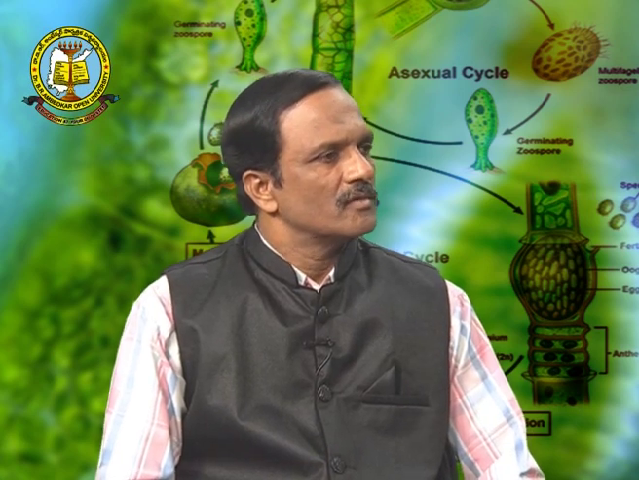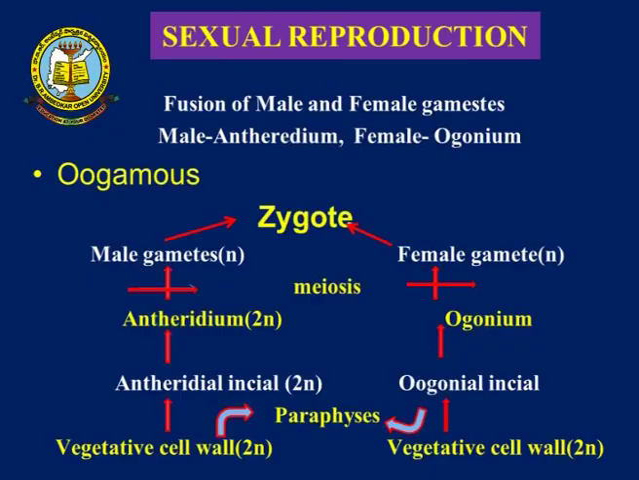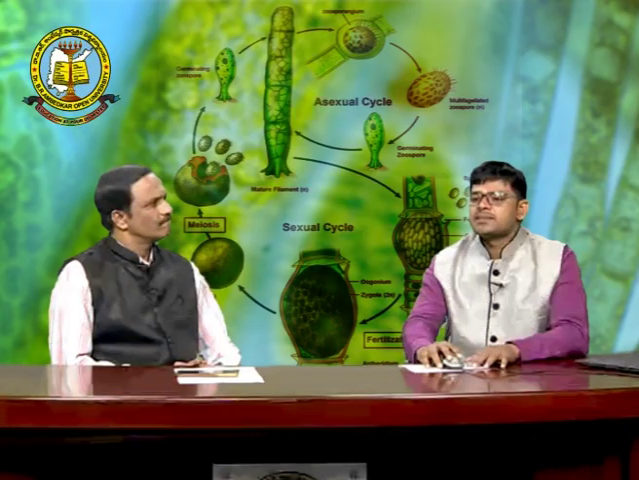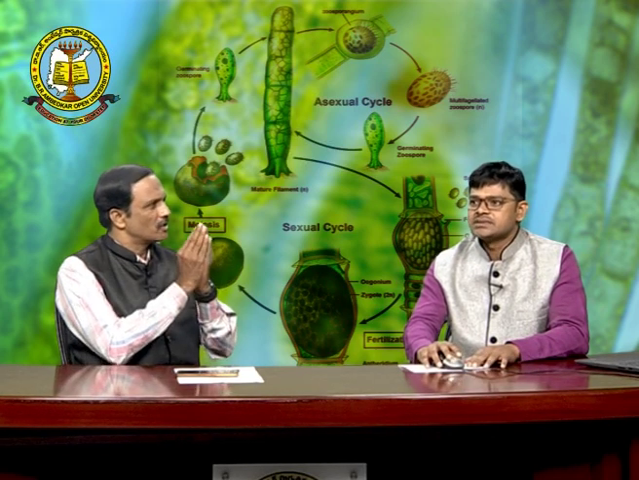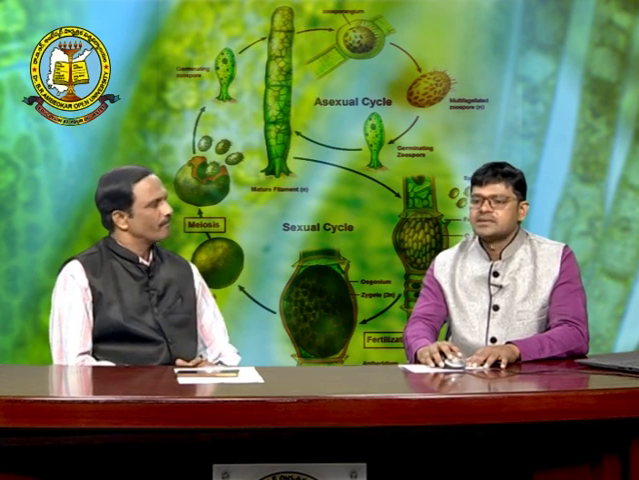So what is the life history of Sargassum? If you take the Sargassum life history, first in phaeophytes, in Sargassum also, a vegetative cell forms the antheridium initial. Apart from the antheridial initial, paraphyses also develop inside the cavity. What is the paraphysis? The paraphysis is only the protective layer. In the antheridium, male gametes are formed.